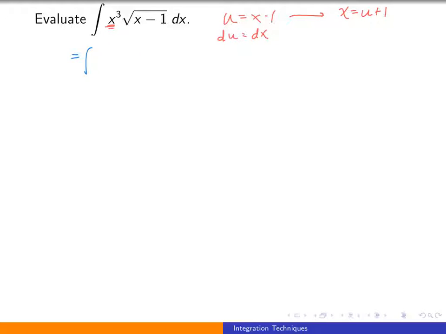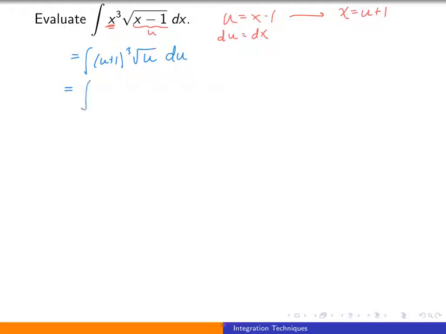So now we see that everything should work out quite well. X cubed is going to become u plus 1 cubed, and the x minus 1 underneath the square root is what we set equal to u. So square root u du. And now if we do a bit of algebra, that is expand out the u plus 1 quantity cubed, rewrite square root u as u to the 1/2, we can get this integrand solely in terms of powers of u, which is ideal for anti-differentiation.